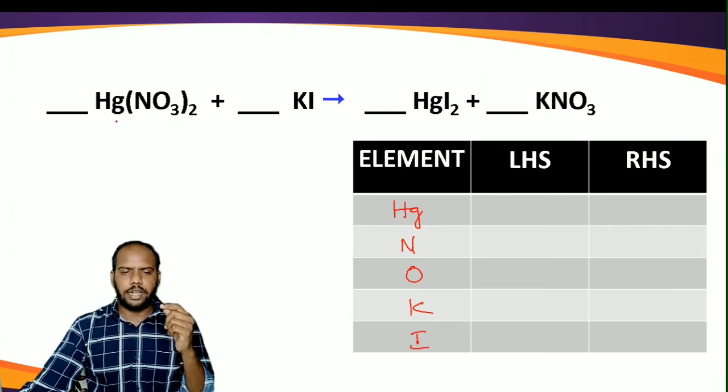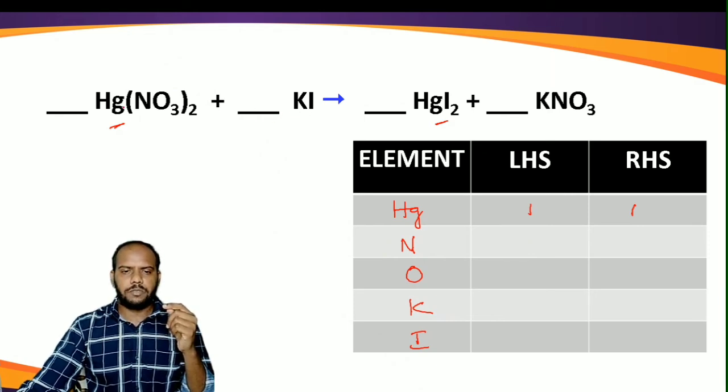First we are checking mercury. One mercury, and here also one mercury. Observed or not? One mercury, one mercury. Okay. Next, nitrogen is a gas, oxygen is a gas. So later, now we can check the potassium. Potassium, and observe. Yes, potassium.